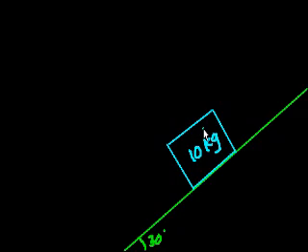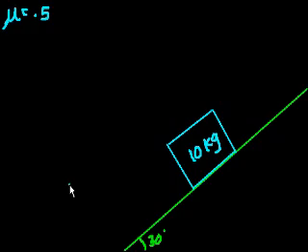So this is a 10 kilogram block and it's on an inclined plane with a 30-degree angle. And let's say the coefficient of friction between the block and the plane, I guess this could be a hill or something, is 0.5, which actually is a lot of friction. That's the coefficient of friction, 0.5. So let's figure out what happens.